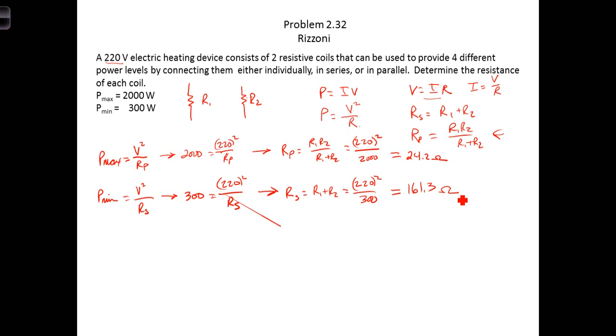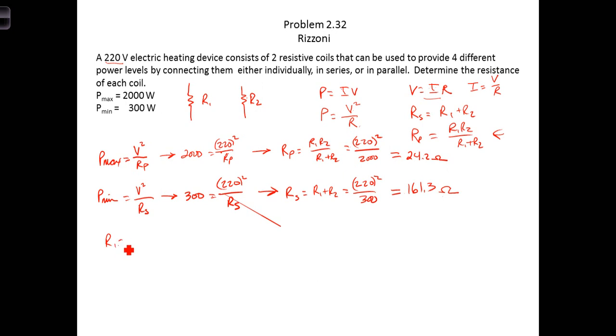So we now have two equations in two unknowns. One is that R1 R2 over R1 plus R2 is equal to 24.2 ohms, and the sum of the two resistances R1 plus R2 is equal to 161.3. So solve that system of equations however you will. Perhaps the easiest way is to solve this equation here for one or the other.